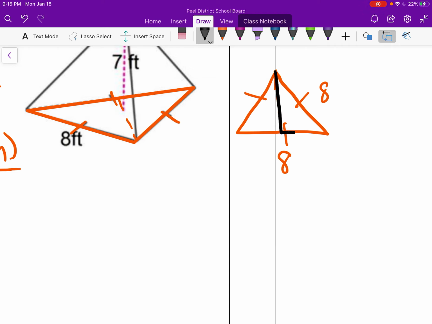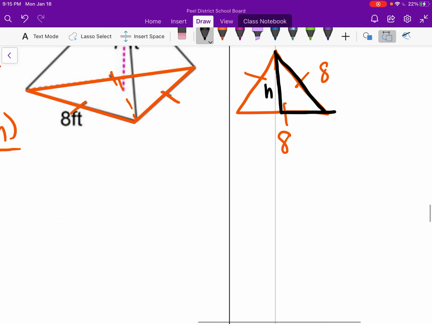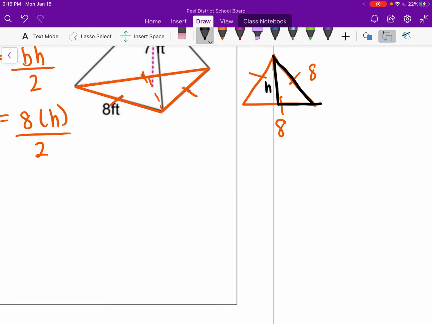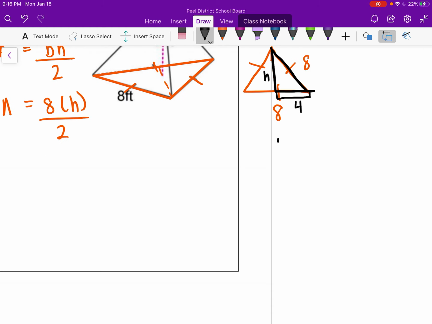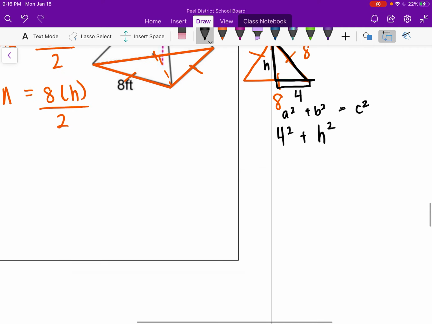I want to find out what this height is right here. So I'm going to use my Pythagorean theorem. I know that this is halfway through, so this is going to be 4. So I'm going to say, all right, 4 squared plus h squared, which is just my b squared, right? So a squared plus b squared equals c squared. 4 squared plus h squared equals 8 squared, right? 16 plus h squared equals 64. Gonna move that 16 over to the other side.